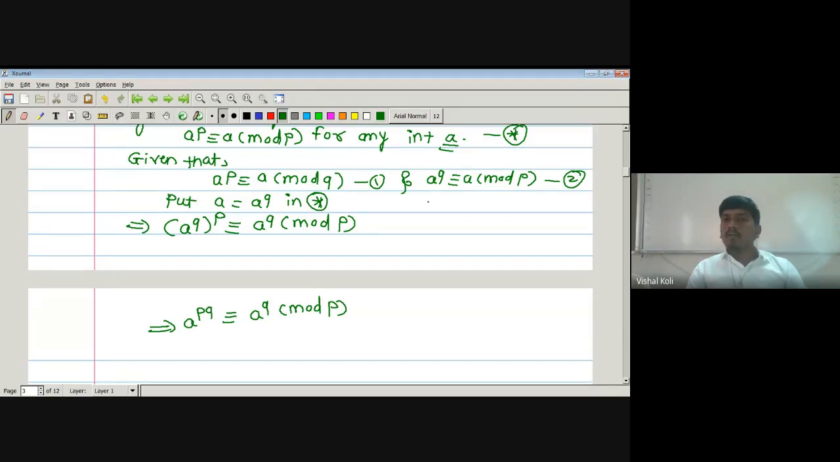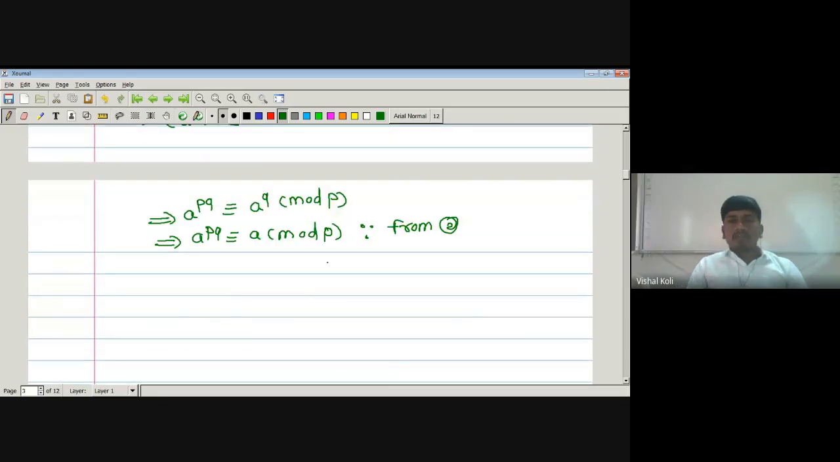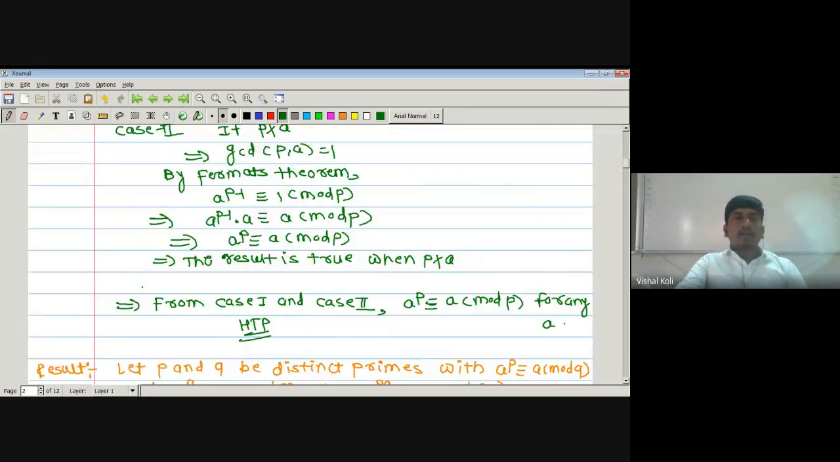That is, by transitivity, if a is congruent to b modulo n and b is congruent to c modulo n, then a is congruent to c modulo n, which implies a to the power pq is congruent to a modulo p, and which is from equation 2. Now call this equation 3. Now put a also, as the corollary is true for any prime p.